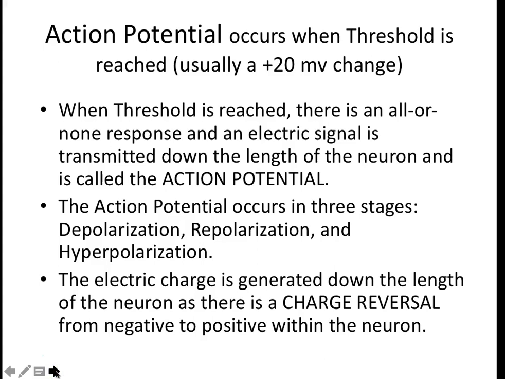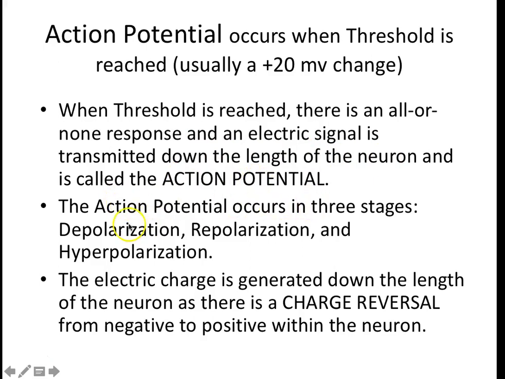All right, and then when you stimulate that neuron enough and reach what is called threshold, and the threshold is usually a change of 20 millivolts, but I'm not going to get into the math. Just going to be that when you stimulate it enough for it to go to threshold, it then goes to action. And action or action potential means that you now are going to generate that electric flow down that neuron. So when you input enough energy or change or millivolts, threshold is reached, and there is an all or none response with an electric signal that's transmitted down the length of the neuron, and it's called action potential.